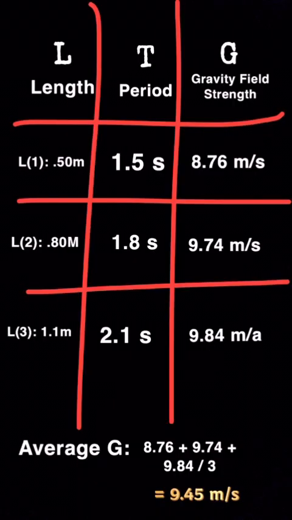Putting the information into a chart for the lengths, periods, and gravitational field strengths we found from our experiment, we were able to find that the average for G was 9.45. We got this by adding all of the gravity field strength results and dividing it by the sum.